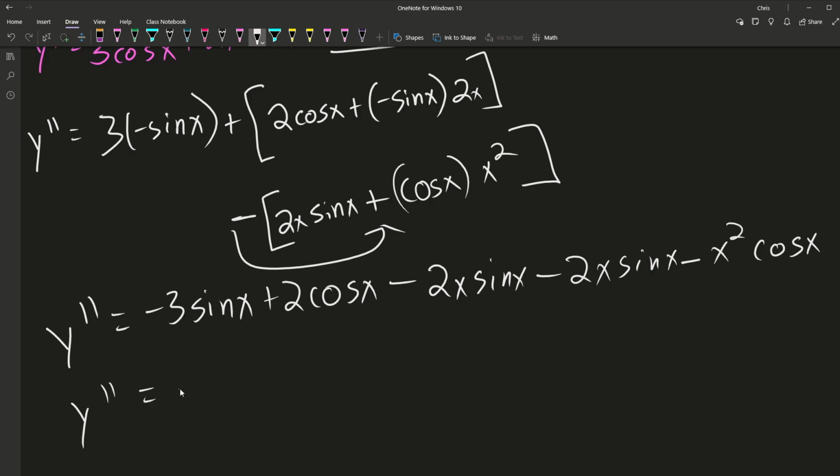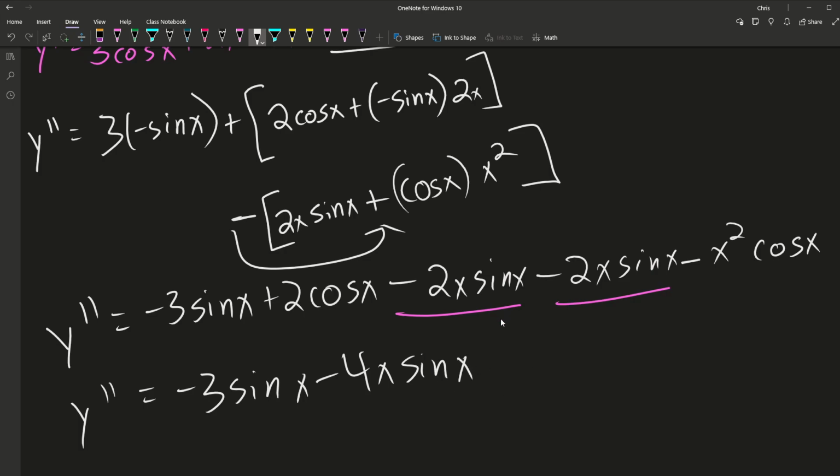So y double prime is negative 3 sine x. I'm going to rearrange this. Whenever I combine these two things, I have minus 4x sine x plus 2 cosine x minus x squared cosine x.